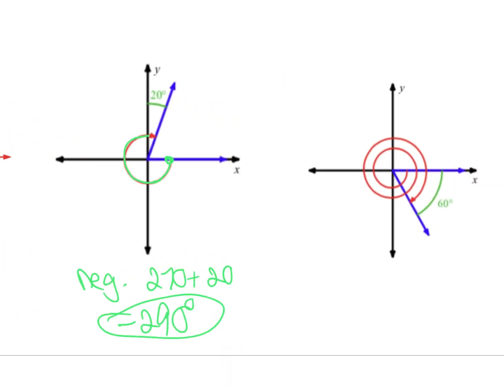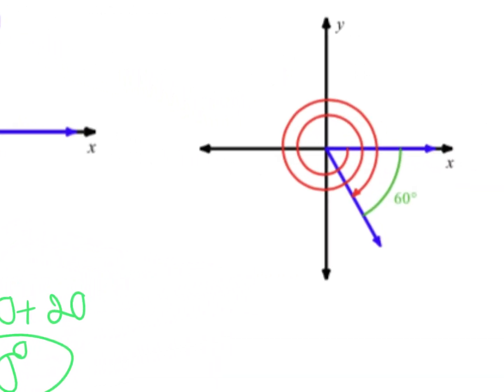And then our last one, look at how many times this has gone around the circle. Here's where I'm starting. I'm going in this direction, which means I am going in the clockwise direction, which means my answer is going to be negative. Okay, so here I am. I'm going all the way around. That's one time. That's 360 degrees that I've gone around.